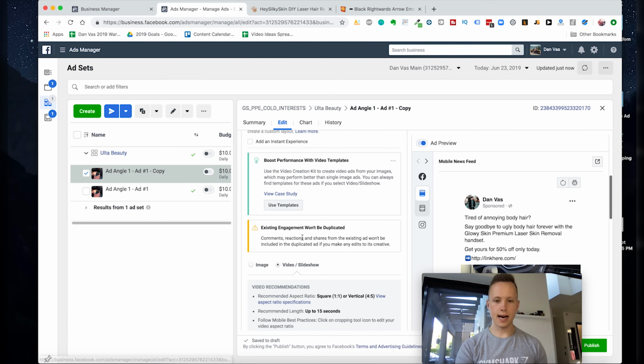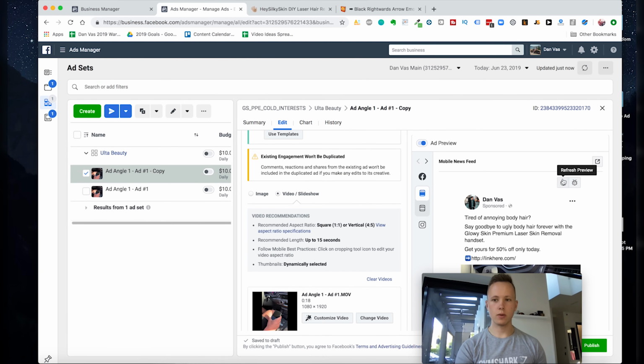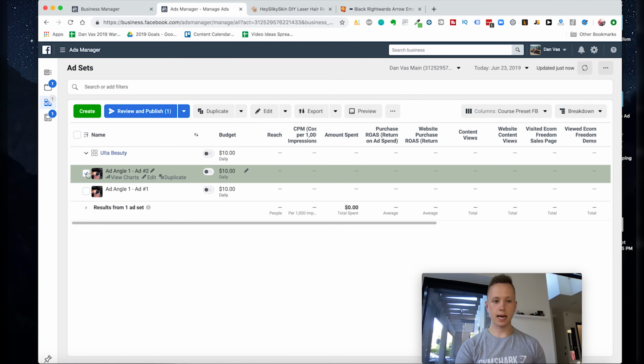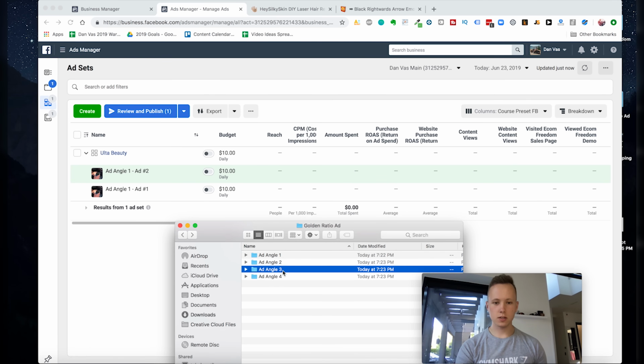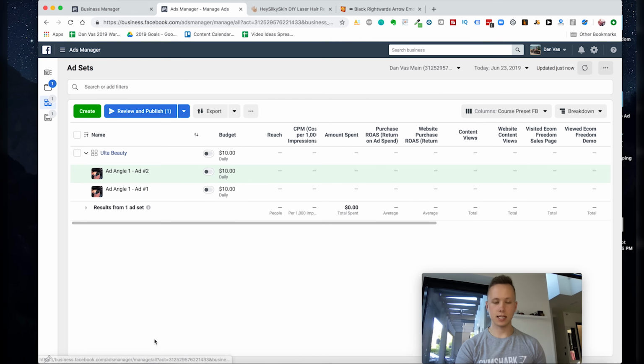So we're just going to go create ad and then down here video and then change video. And just do that over and over again until you have your 4 different ad angles. And then you've got 3 different ads for each. All right. So you're going to have a total of 4 times 3, which would be 12. So you're going to have a total of 12 ads in here. So 12 different actual ads in the ad set.